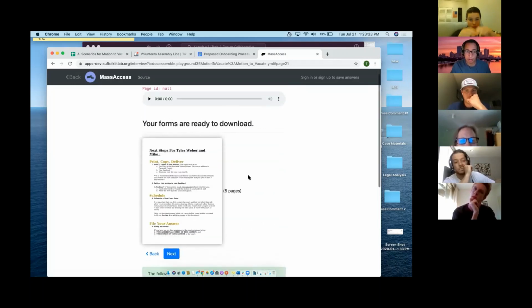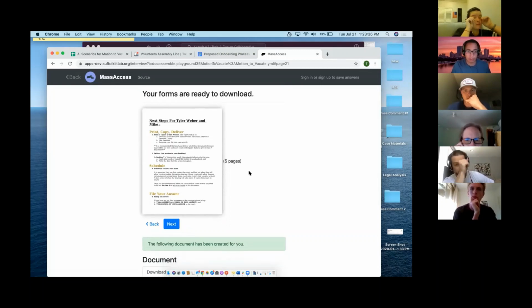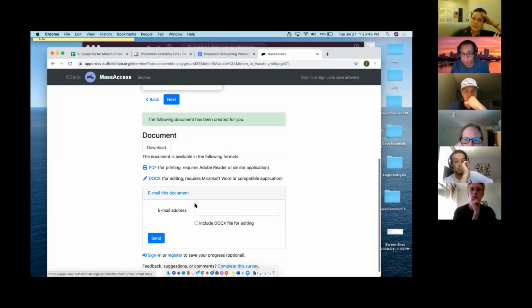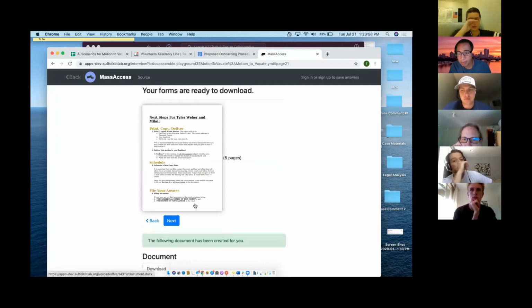Next steps. Oh yeah, this is where you did a really good job on the instructions. I remember this. There's a PDF. I think below you can download a PDF. Is this going to get submitted to court directly ever? I don't think we have it set up for that.